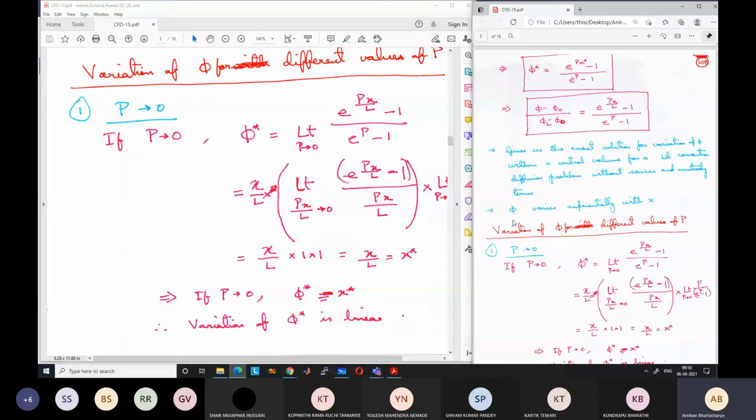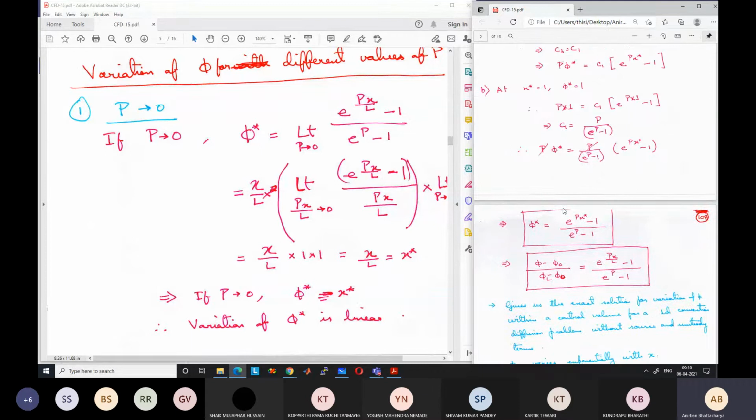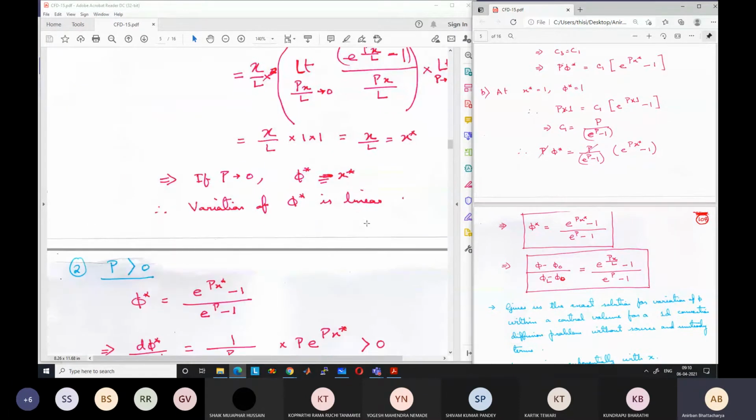So now I will keep this general solution open here, and we will try to look at another case, where p is greater than 0. We have looked at p equal to 0. Now we will look at p greater than 0.